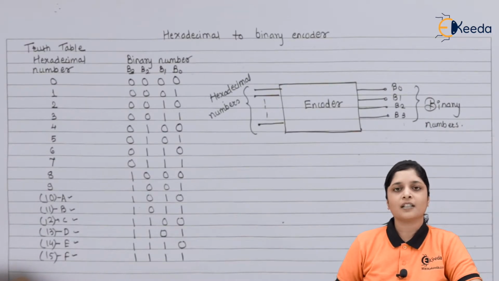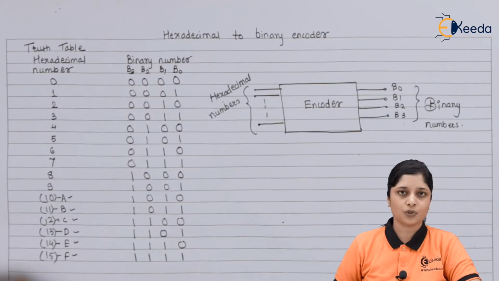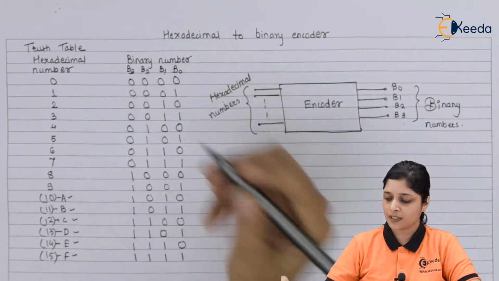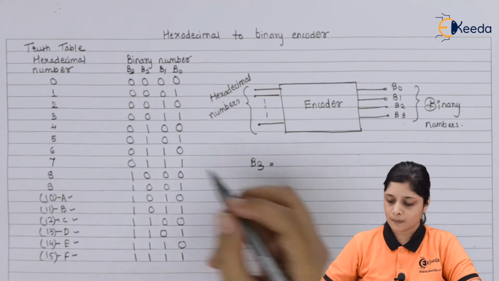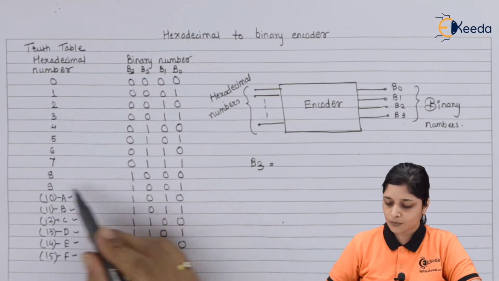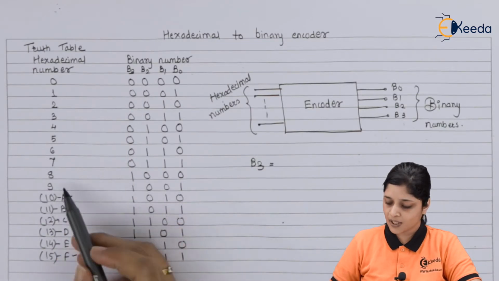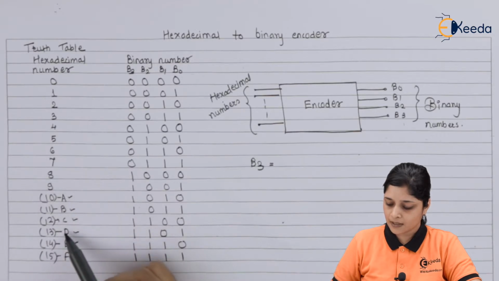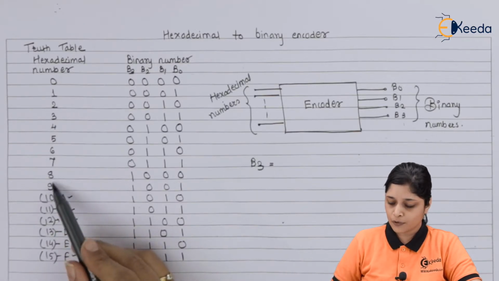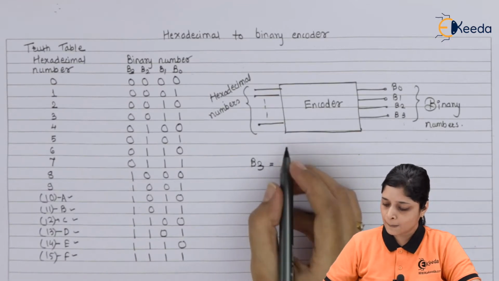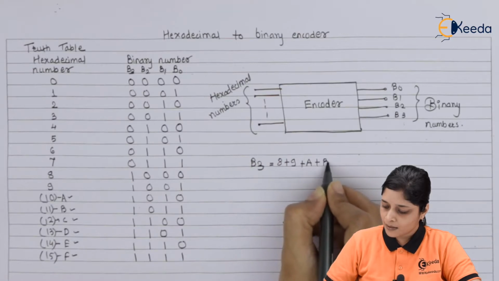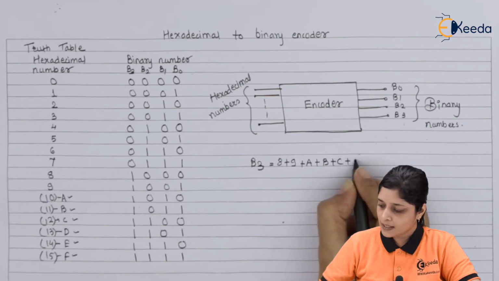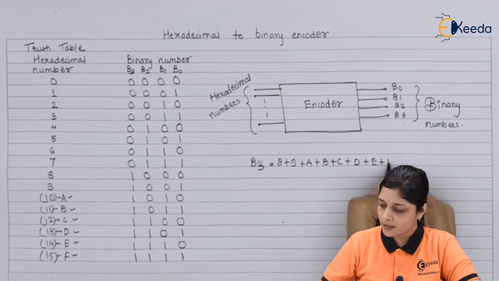So the next part is writing the expressions according to the truth table. We will focus on writing the expression for B3. So B3 equals what? B3 equals, focus on 1 for the respective hexadecimal number. For hexadecimal numbers 8, 9, A, B, C, D, E, F, we are getting 1. So we have to add all these hexadecimal numbers. So we write 8 plus 9 plus A plus B, C, D, E and F.